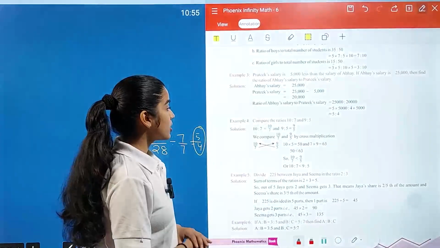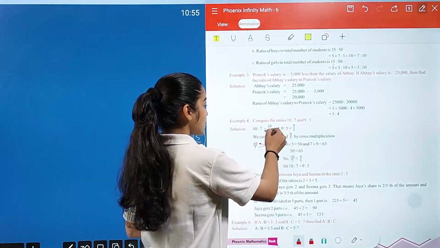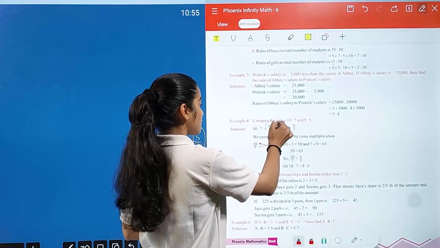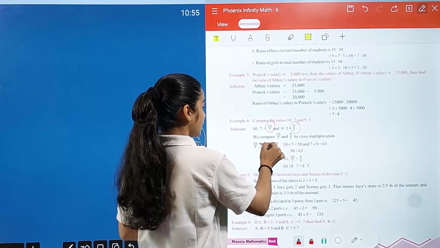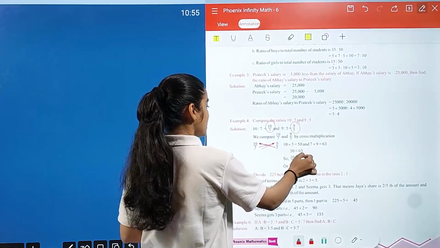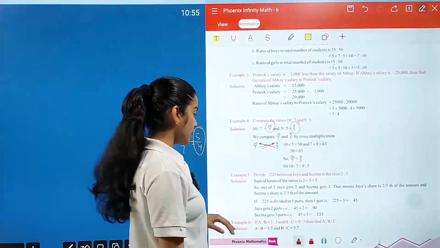Now we compare the ratios 10 is to 7 and 9 is to 5 by cross multiplying. First we convert them into fraction form, 10 by 7 and 9 by 5. Cross multiply: 50 and 63. Which one is greater? 63. It means 9 by 5 is greater as compared to 10 by 7.